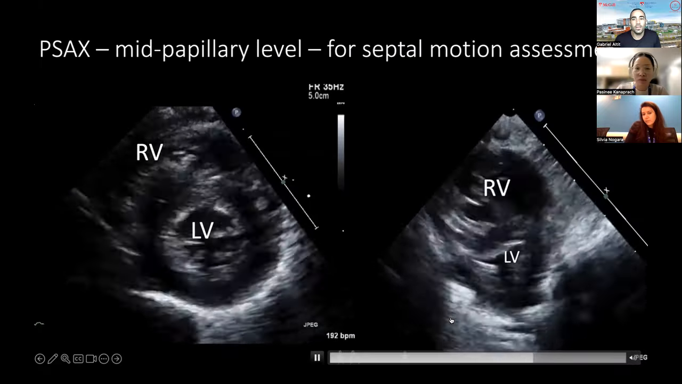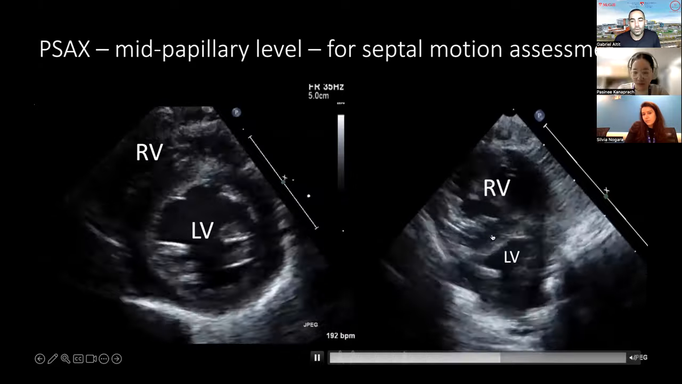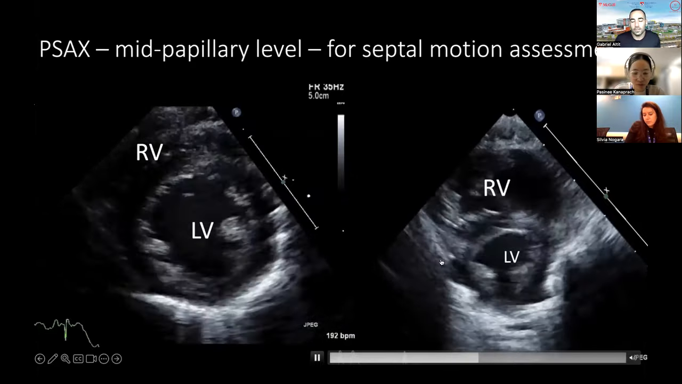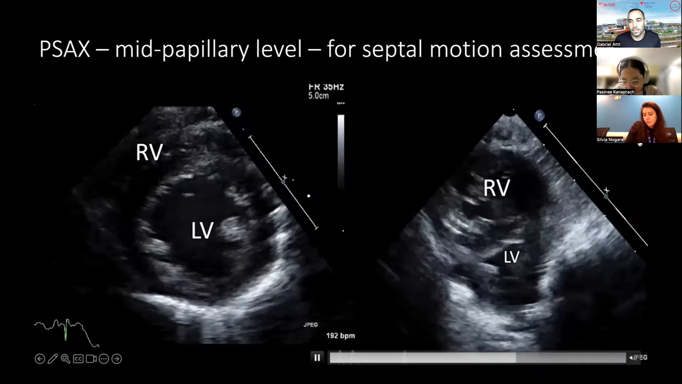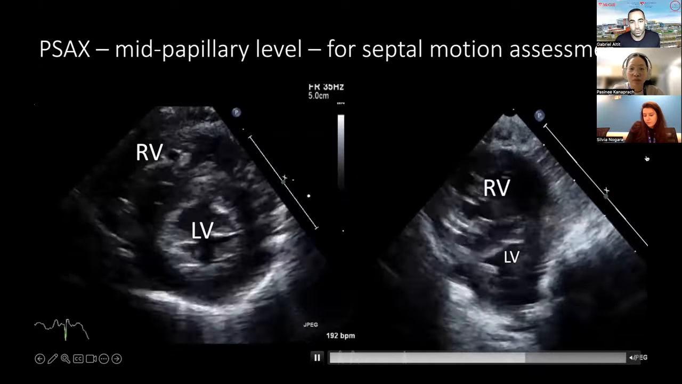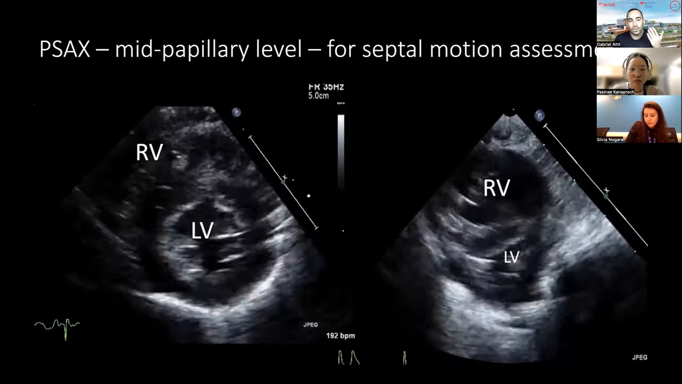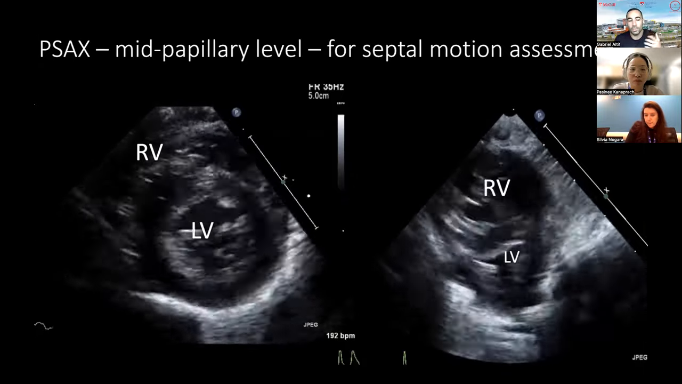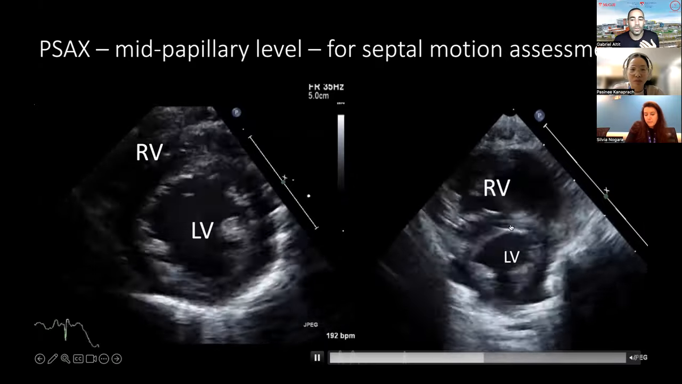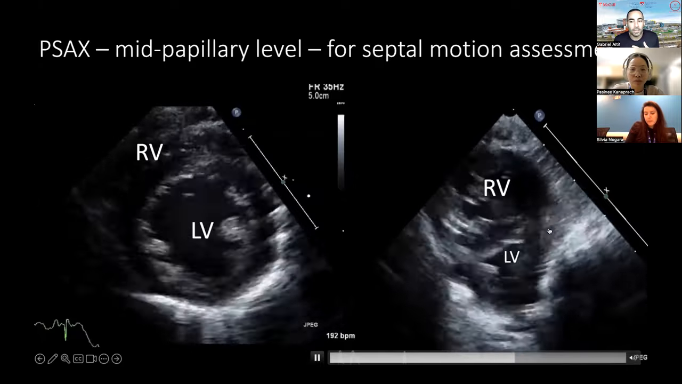Okay, so we know that assessing the septal motion can be very subjective because it's not something that's quantified. It's subjective and appreciated visually. I think it's still important to have your eyes trained as you do more and more scans, to recognize when there's this D shape or when you have flattening or bowing of the septum.